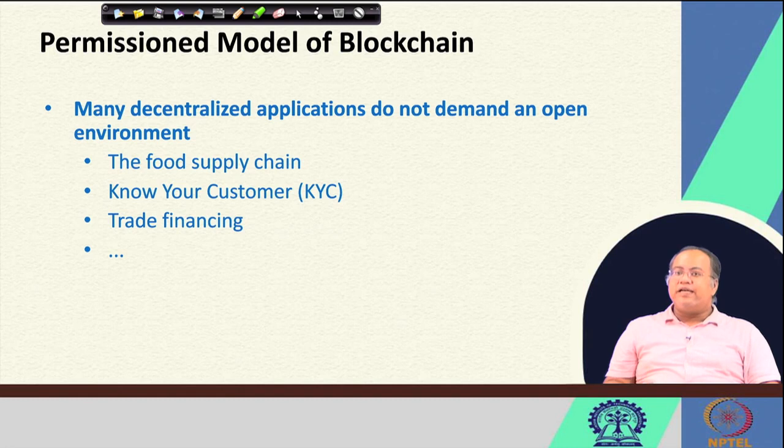One of the major requirements behind cryptocurrency was that it demanded an open environment, where anyone can join and anyone can participate in financial transactions. But for many of these enterprise-grade applications, we do not need such an open environment. For example, the food supply chain. In a food supply chain, you know who the players are. It is not like there are an infinite number of distributors or suppliers. The distributors and suppliers, the majority of the time, form a consortium among themselves, and within that consortium they keep making transactions among themselves.